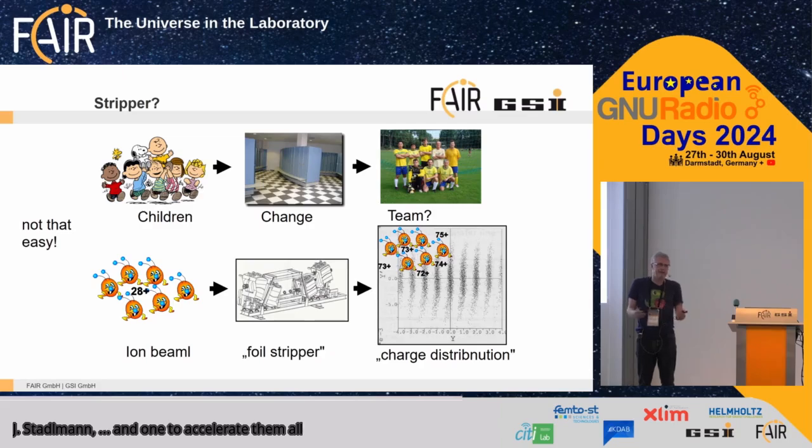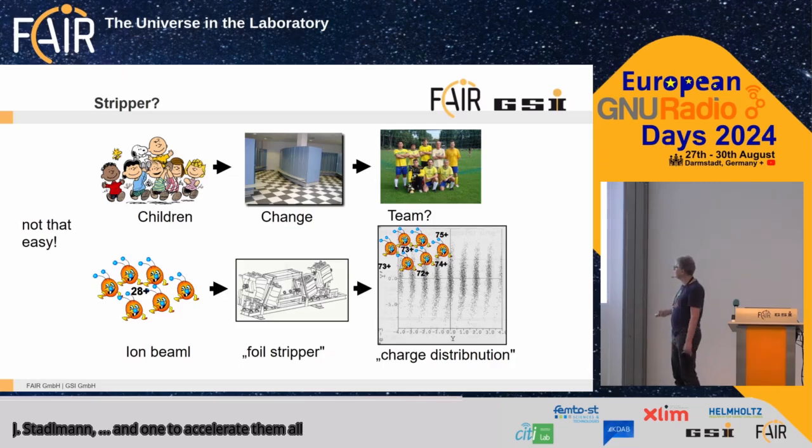You have uranium with 28 electrons gone, so the usual chemistry lab cannot do that anymore. Then we accelerate them further, and shortly before we inject them into the synchrotron, we hit a thin foil, and again we strip off charges, and the most abundant charge state is 73+. So you get a distribution like that. It's not like you change and you all get the same outfit. No, you change and you get very, very many different outfits.